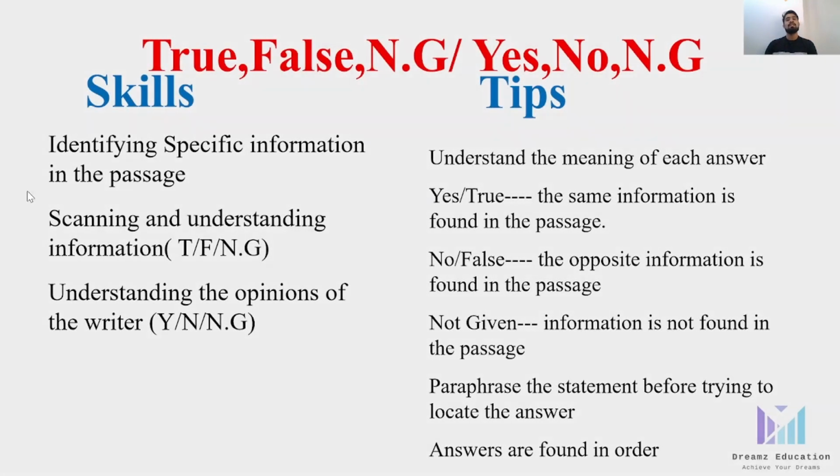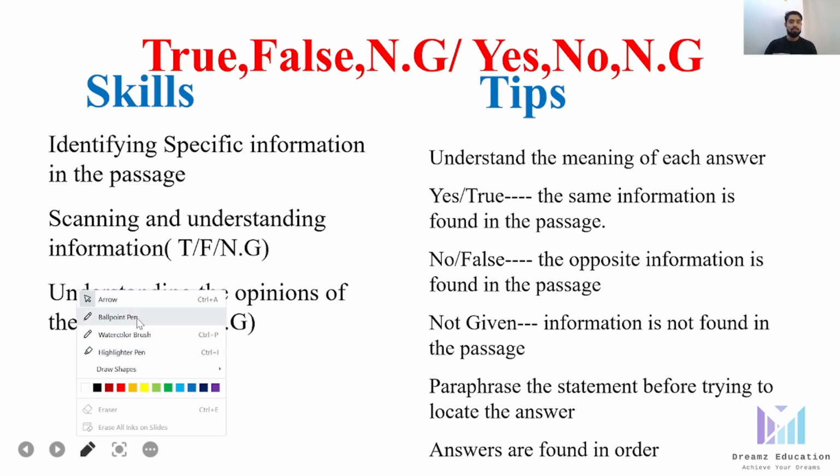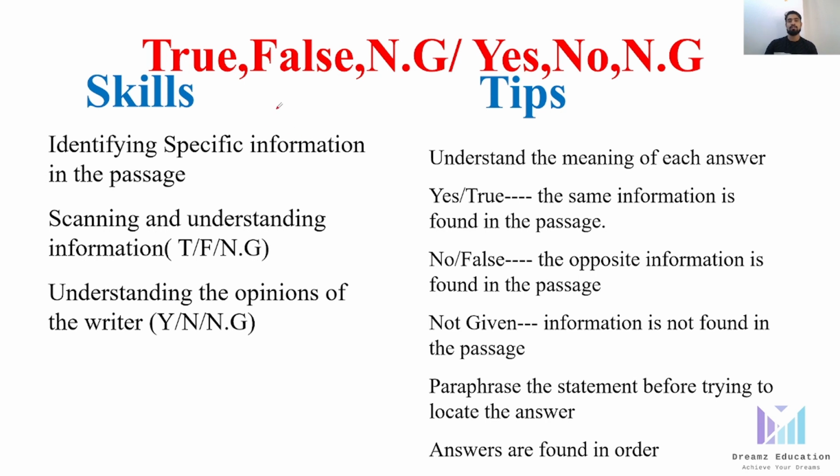Hello everyone. In this video we are going to discuss one of the concepts of IELTS reading, and it is also a very important type of question, which is called True, False or Not Given. NG here refers to Not Given. Sometimes they will ask questions like True, False, Not Given, and sometimes they will ask us to identify whether the statement is Yes, No or Not Given.